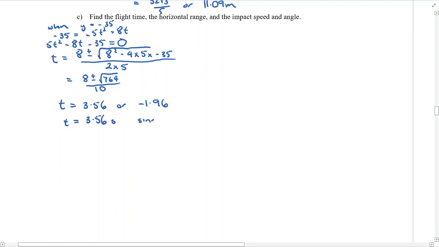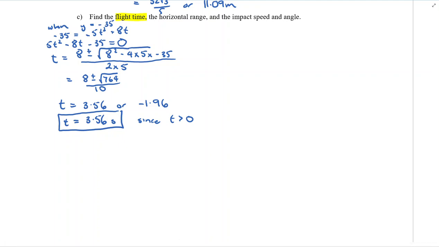And you can write yourself a little note there, since t must be greater than 0. That's why we've disregarded the other solution. Okay, so we've done the first part. I'll even highlight it. There you go. We've done that part, the flight time. Next part, we want to find the horizontal range.